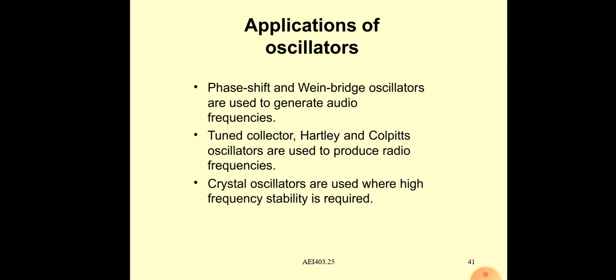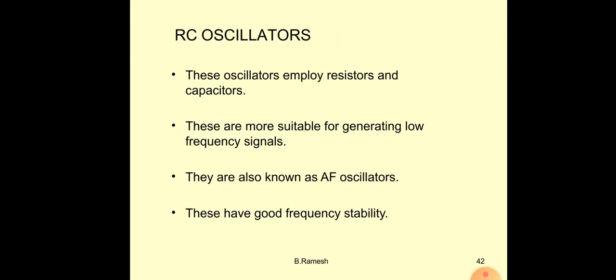Application of oscillators. Phase shift and Wien bridge oscillators are used to generate audio frequency. Tuned collector, Hartley and Colpitts oscillators are used to produce radio frequencies. Crystal oscillators are used where high frequency stability is required. That means we use a crystal oscillator in low power devices, like a microprocessor or microcontroller.